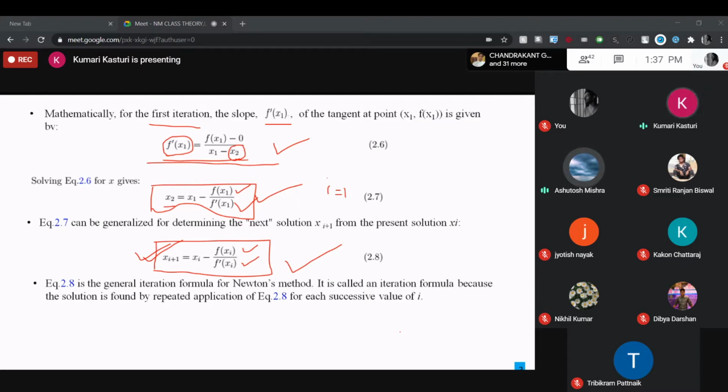Ma'am, in that whole we have to write only 3 equations? Yes, only write 3 equations, because I will provide you the lecture note. Don't worry. Only write down this equation. Why? Because we will solve the question, and to solve the question you need this equation. That's why I'm telling you. Please write the equation only.